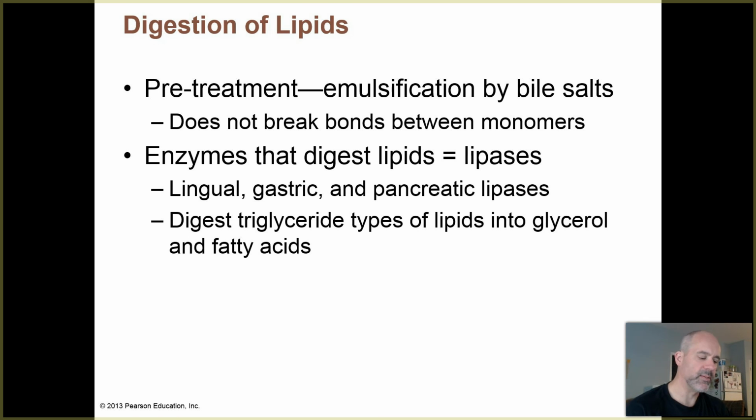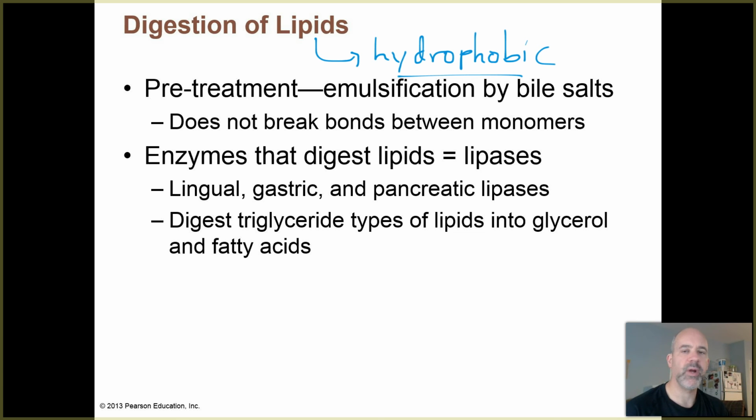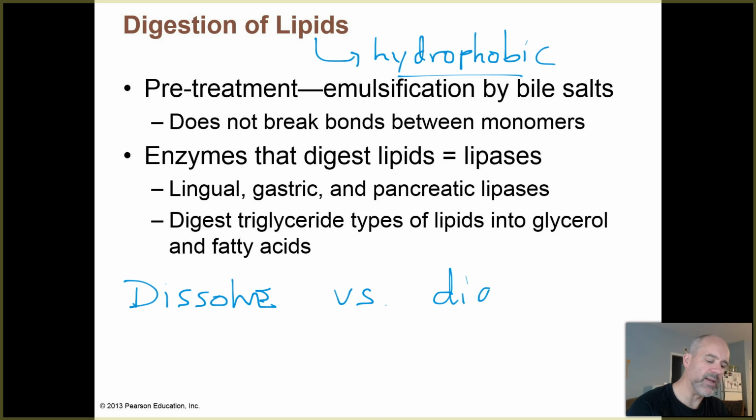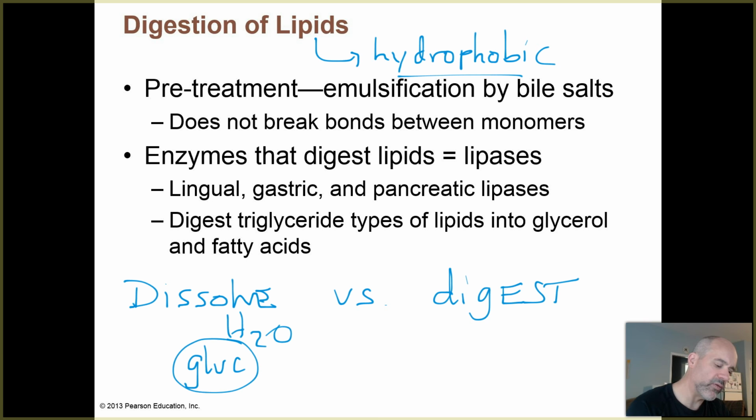All right, how about your lipids? Lipids are not quite as easy to break apart because lipids are hydrophobic. So they're not freely dissolved in water. And that brings up another point, terminology. Dissolve versus digest. Dissolve means, if a molecule is dissolved in water, that does not mean it is broken apart in the water. It just means you've got your solute here, like glucose, for example, and it is surrounded by water molecules.